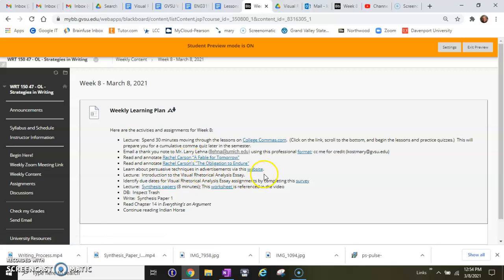Learn about persuasive techniques. This is a website which is awesome because it's leading you into our next essay, which is a visual rhetorical analysis essay. So just preview it, read it, follow the videos, and look at the discussion. It's big writing, and it looks like a lot, but it goes really fast and it's really well done. I'll get you that video about the visual rhetorical analysis essay.